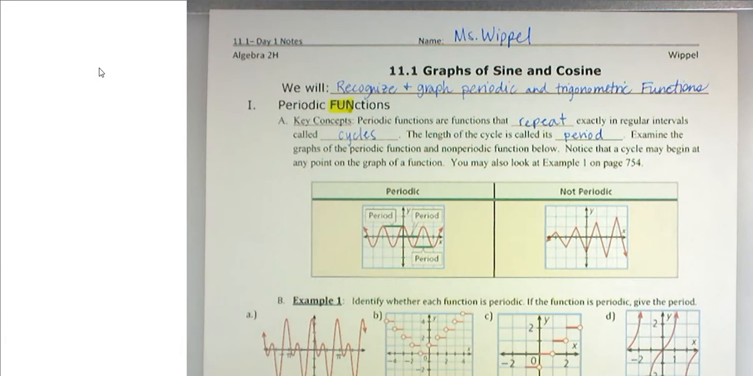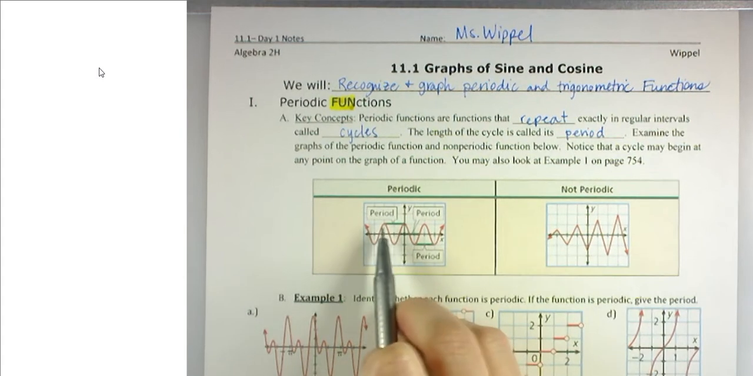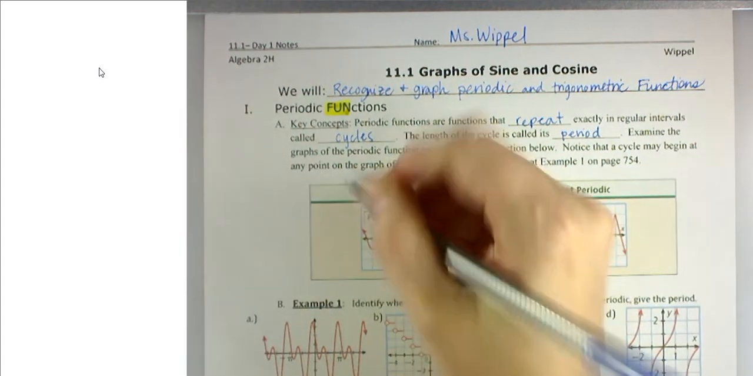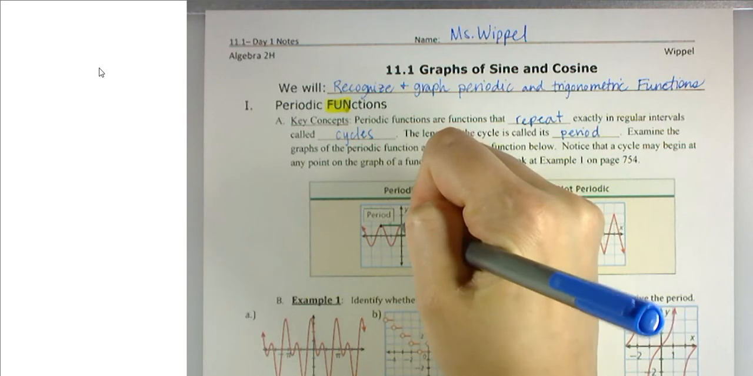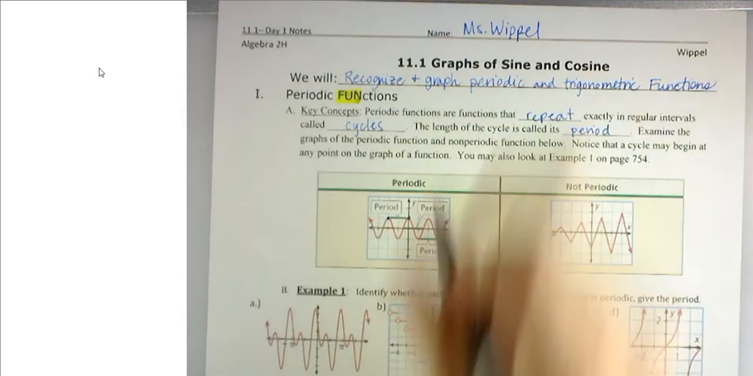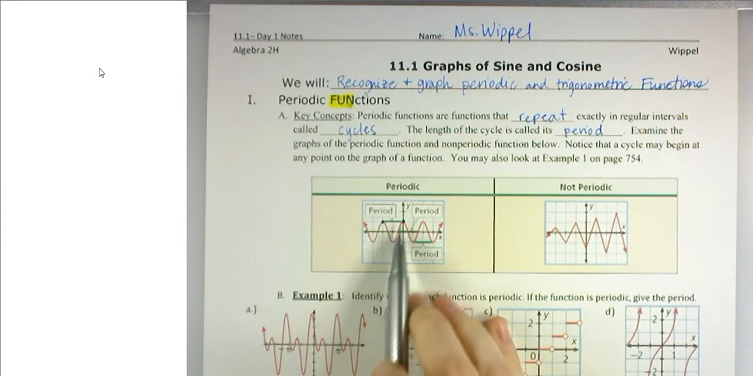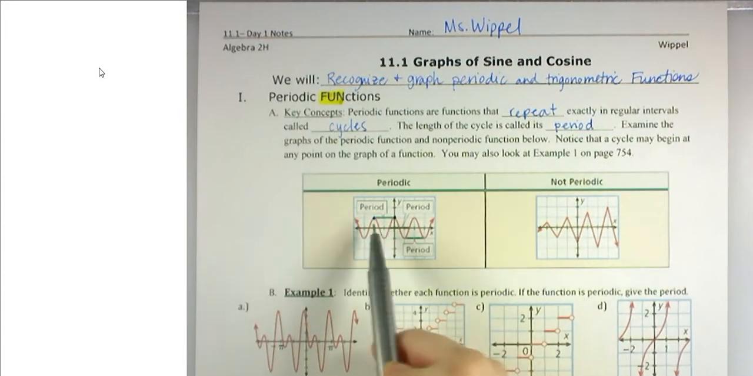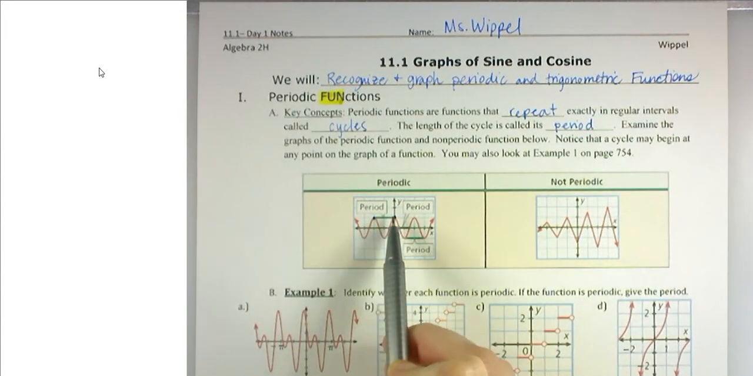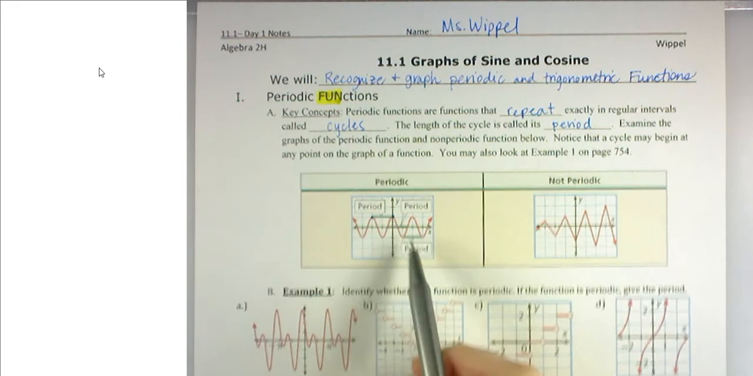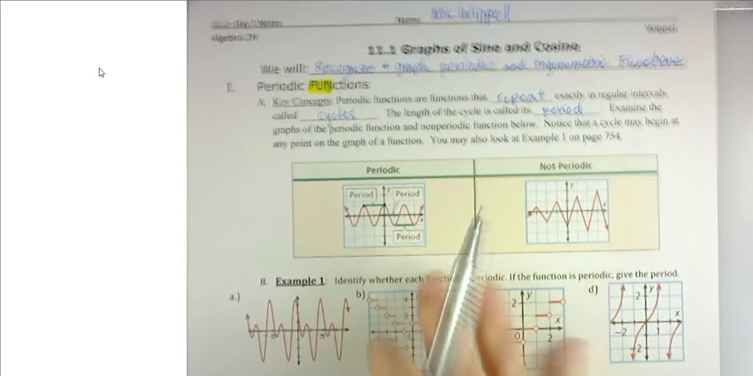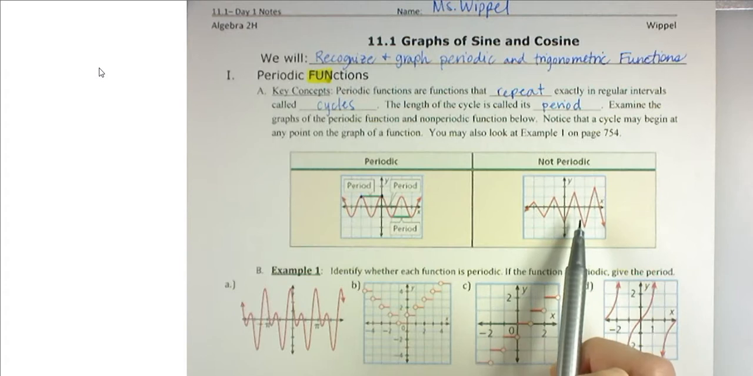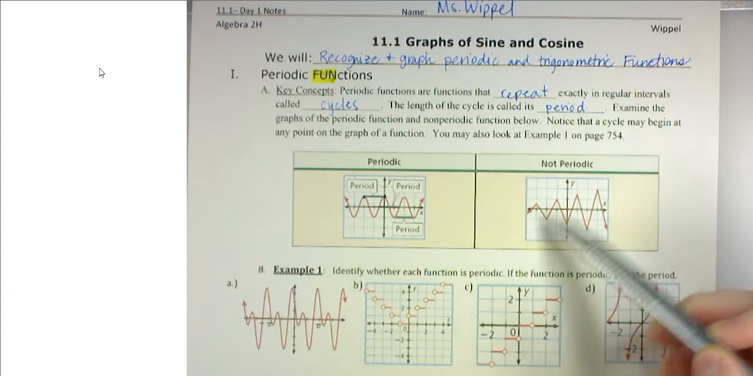The cycle can begin at any point on the graph. One thing you'll notice is often we'll draw a little line from one period to the next. If you notice in between these two, it's the same pattern, and then that continues to repeat over and over again. A lot of times you might hear it said as crest to crest, the top of the wave to the top of the wave, or the bottom to the bottom. And then this would be an example of one that is not periodic. It does not repeat itself over and over again.